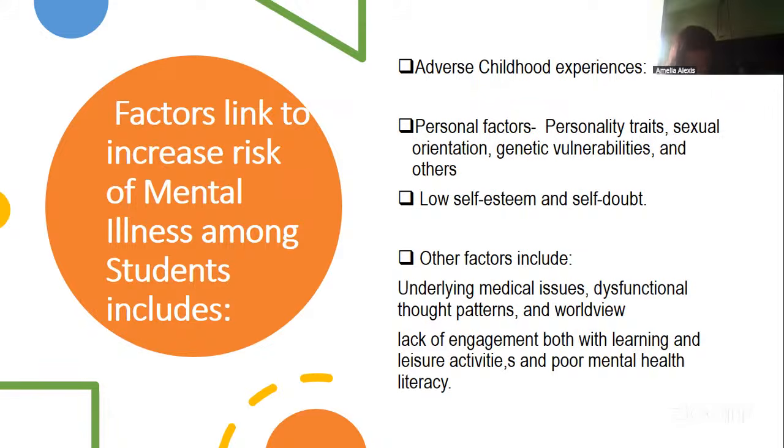There is also the concept of sexual orientation, irrespective of the person's sexual orientation. Once there is something about the orientation that the person is not settled within themselves, then they are at risk for developing psychological disturbances. Some persons may also have genetic vulnerabilities, among other concerns. There is also low self-esteem or self-doubt.